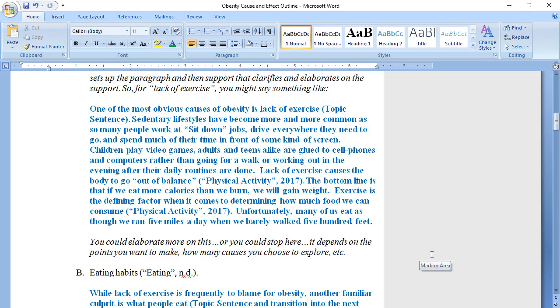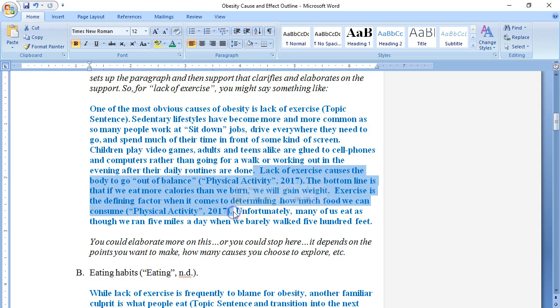2017. The bottom line is that we eat more calories than we burn. That if we eat more calories than we burn, we will gain weight. Exercise is the defining factor when it comes to determining how much food we can consume. And that right there ends a whole section that came from the outside source, Physical Activity.